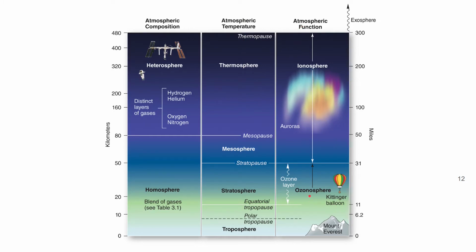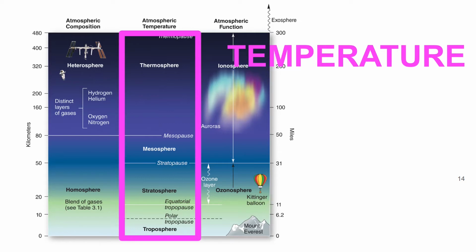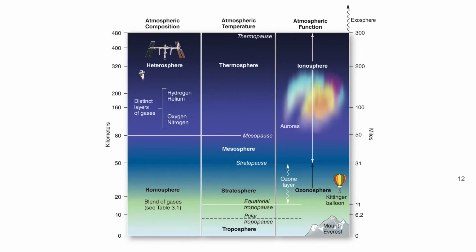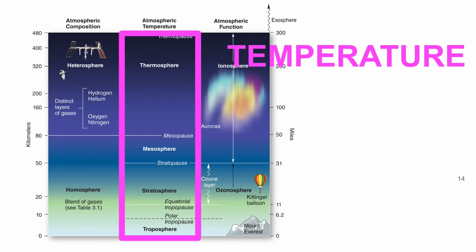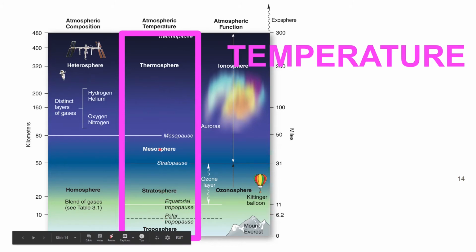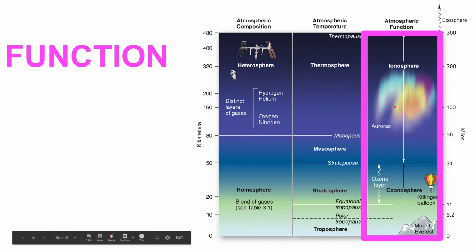Some of the confusion was that, for example, the ozone layer occupies the same space as the stratosphere. So let's take a look. In terms of composition, from the surface up to 480 kilometers, it's all still the atmosphere. By composition, we've got heterosphere and homosphere. In terms of temperature, we have 4 layers: the troposphere, the stratosphere, the mesosphere, and the thermosphere. And then in terms of function, we have the ozone layer and the ionosphere.